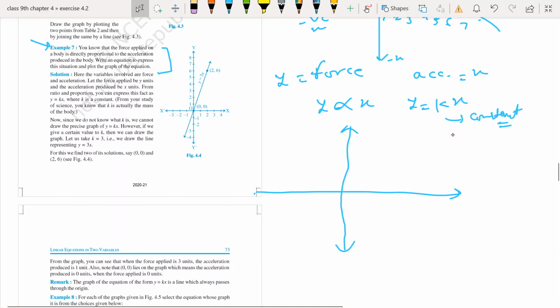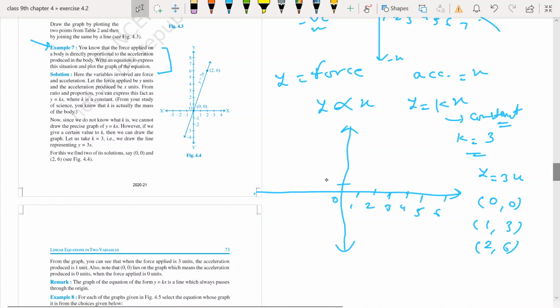y equal to kx. For a change we can take k equal to 3, then the equation will be y equal to 3x, and we have to plot this graph. x equal to 0, then y equal to 0. I have told you how this coordinate came. If we put x equal to 1, then y equal to 3; x equal to 2, then y equal to 6. 0, 1, 2, 3, 4, 5 and 6. Here it is also 1, 2, 3, 4.